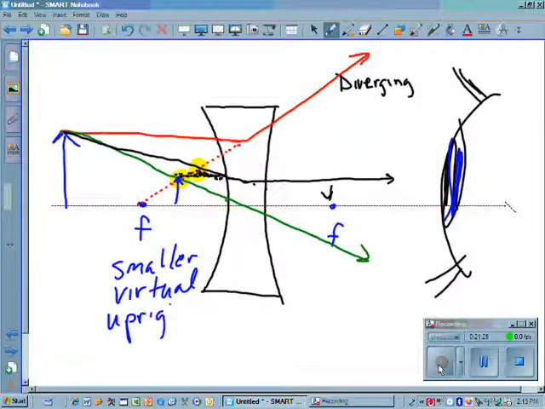Now let's talk about why it's virtual. The reason why it's virtual is because since your eye is following these rays back there, your brain is just imagining that it's back there. I couldn't put a piece of paper back there and have all those lines go to that point.